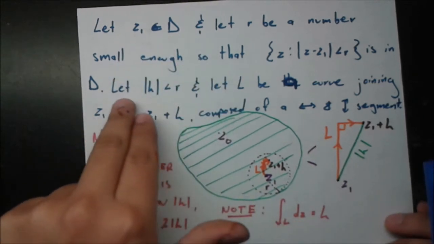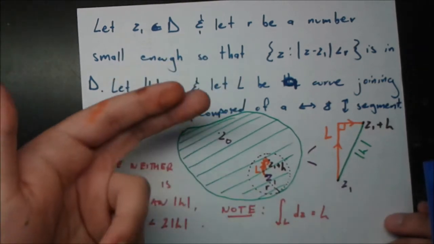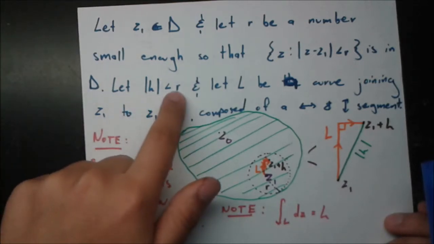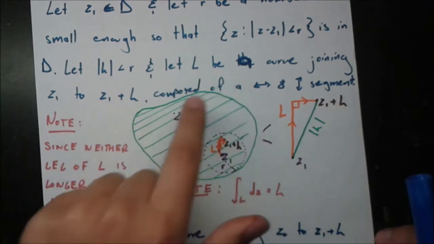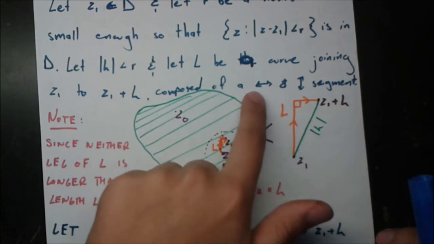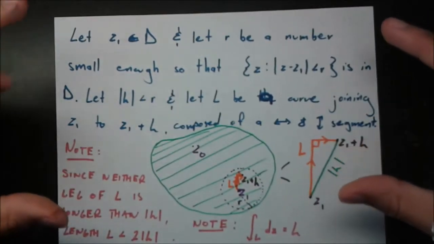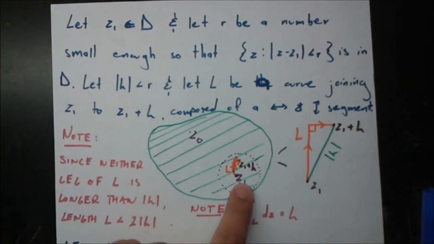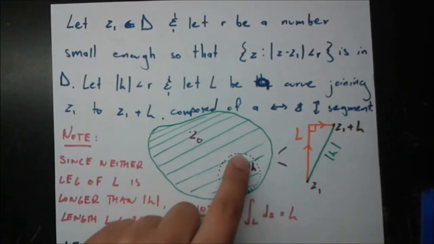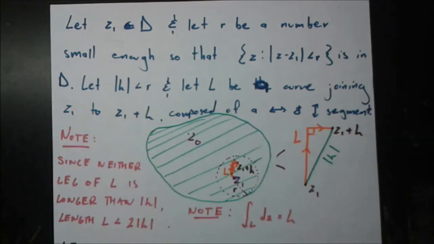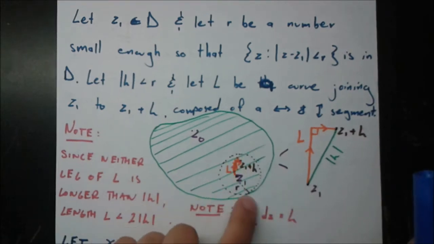Now we're going to define some new complex number h, and that complex number h is going to have modulus less than R, and let L be the curve joining z sub 1 to z sub 1 plus h, composed of a horizontal and vertical segment. So if you're lost here, let's go over what exactly is going on. So we defined a point z1, and then we put a circle around it so that the whole circle is inside D, this green domain. Now we defined a new complex number h, so that z1 plus h lies inside this purple disk.